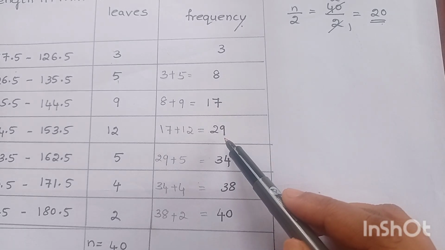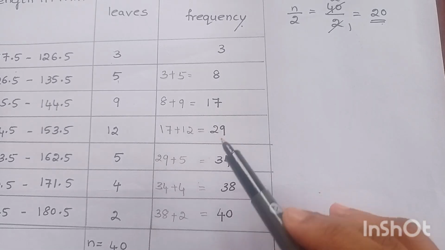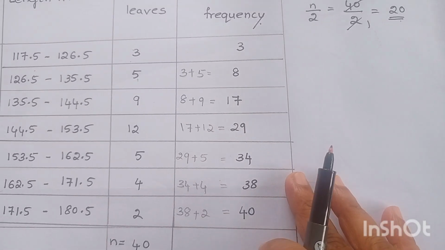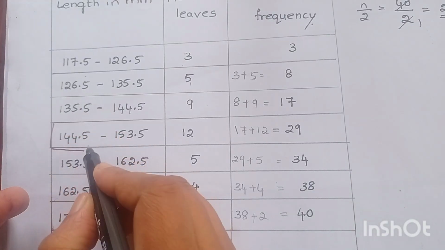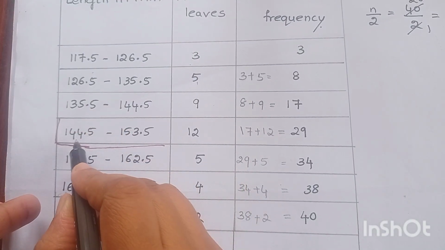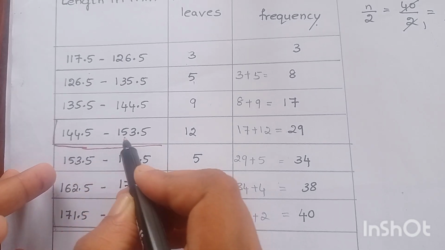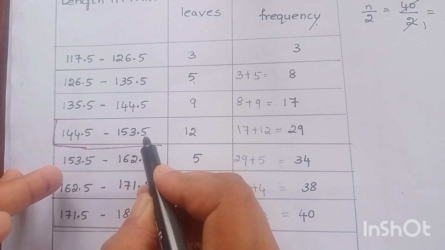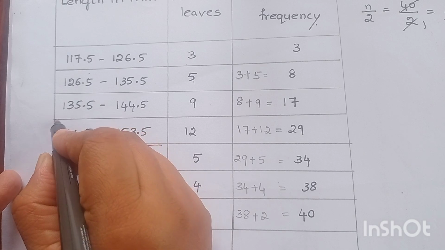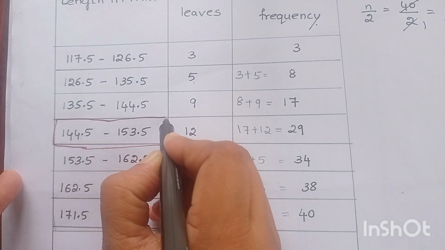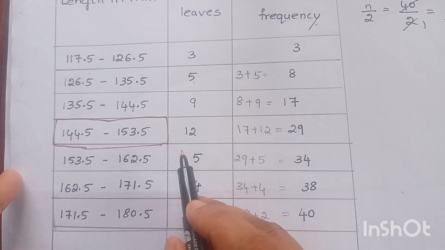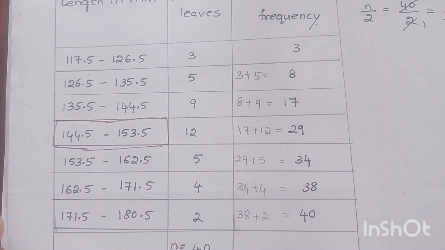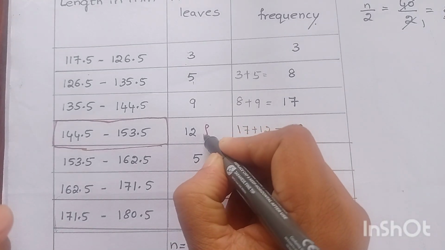The next one is 29. Yes, 20 will come in this 29, so we take this one. This is our median class, that is 144.5 to 153.5. Then F, the frequency of the median class, will become 12.